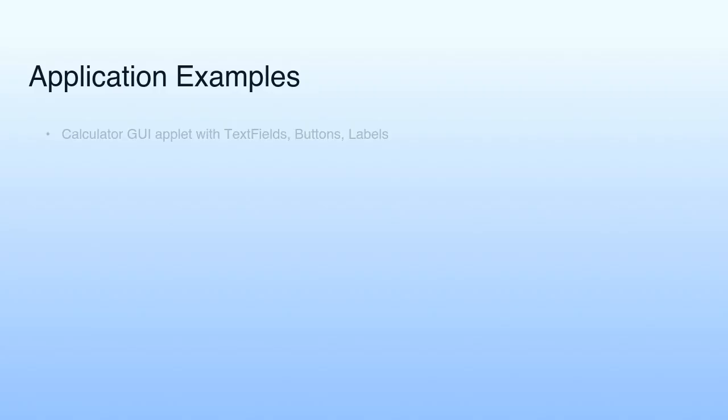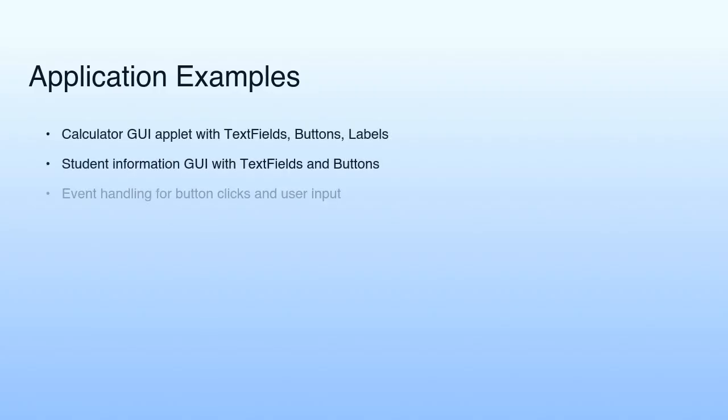The video then showcases application examples, including a calculator GUI applet with text fields, buttons, and labels, as well as a student information GUI with text fields and buttons. It covers event handling for button clicks and user input, and demonstrates file operations for storing student records.